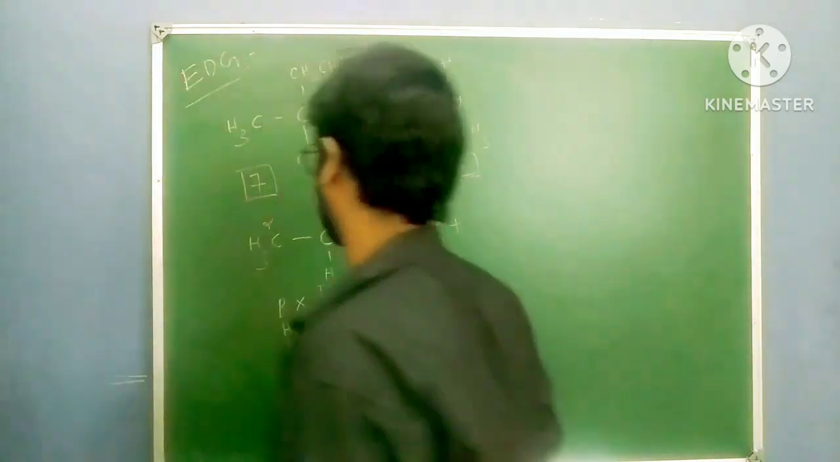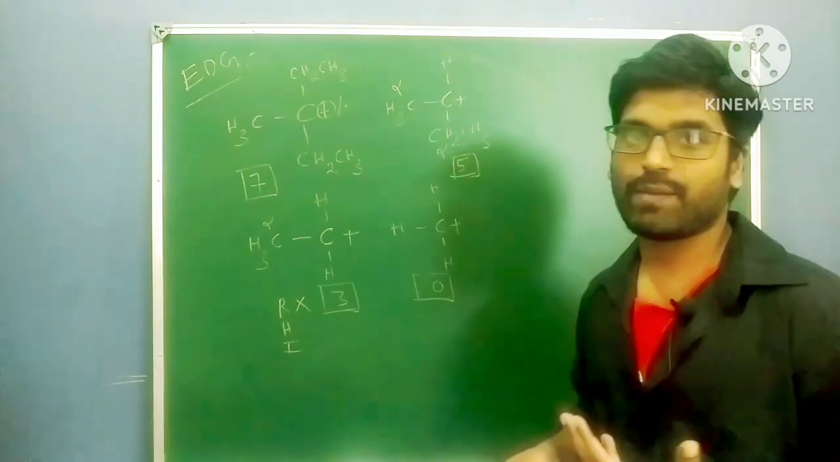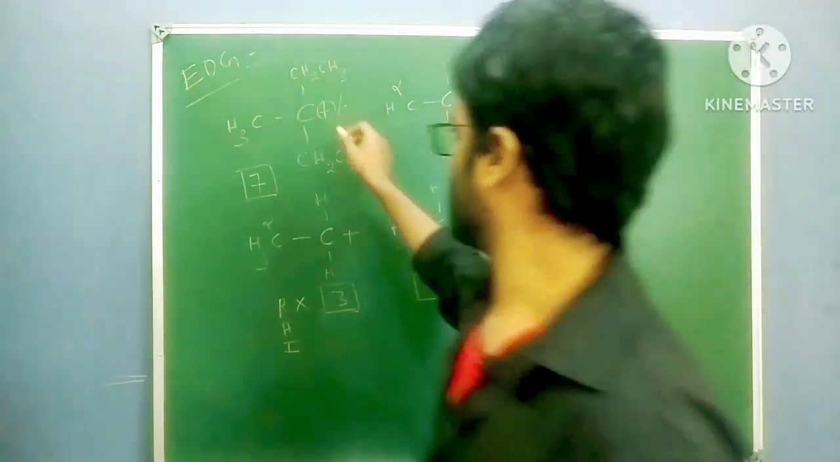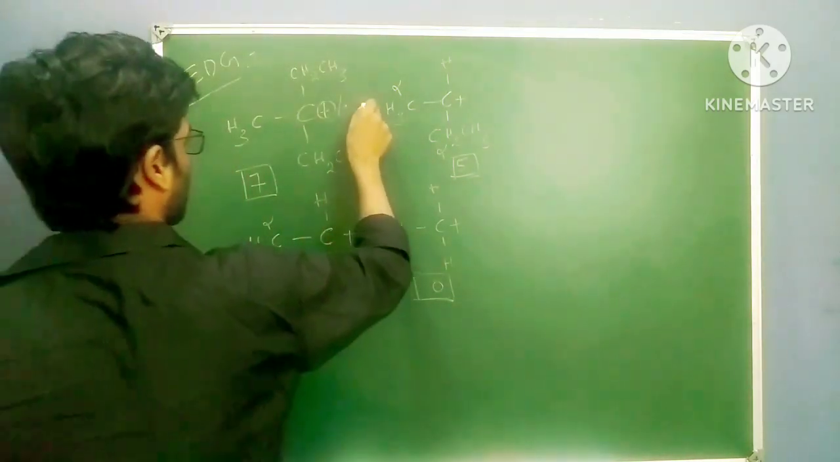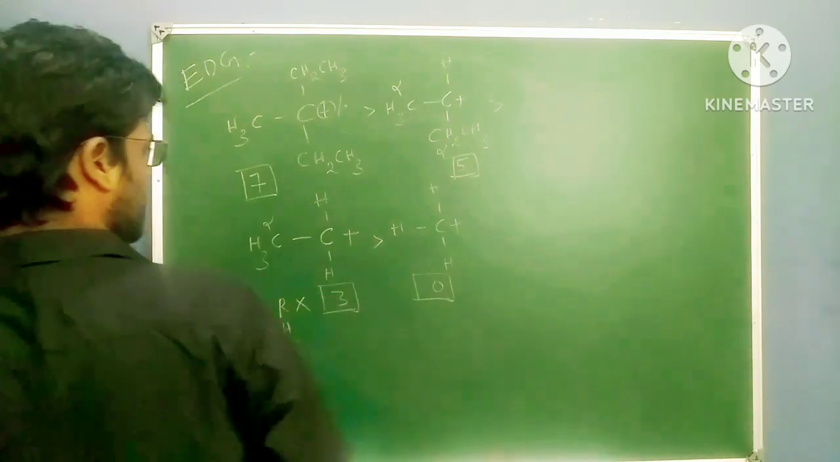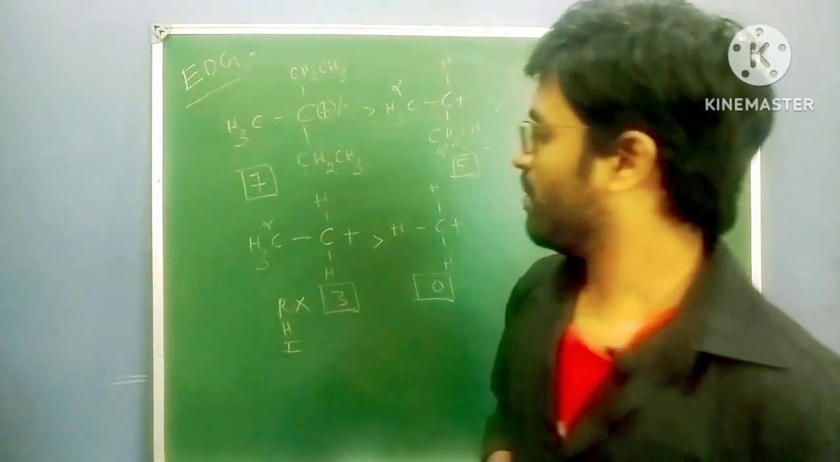So if we have more hyperconjugating structures, the stability is greater. According to that, this is the most stable, then this, then this, and then this.